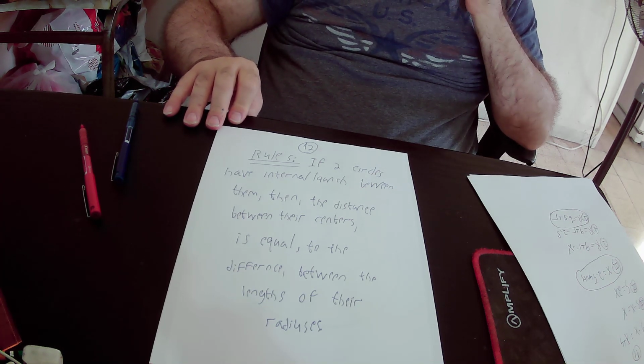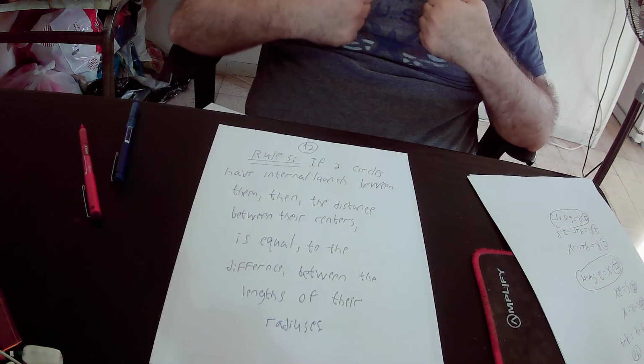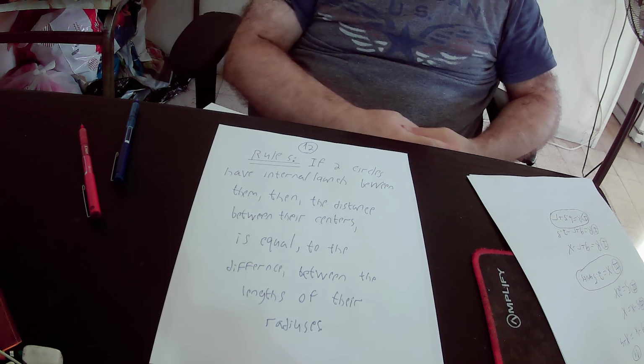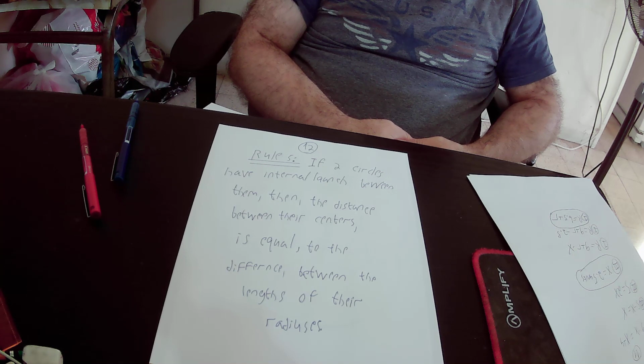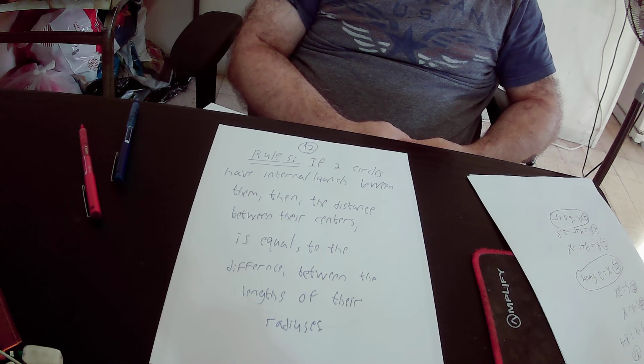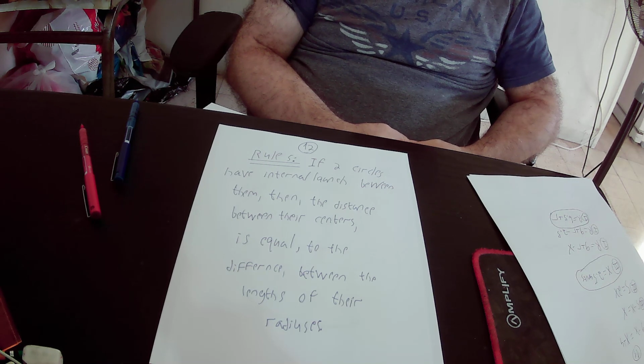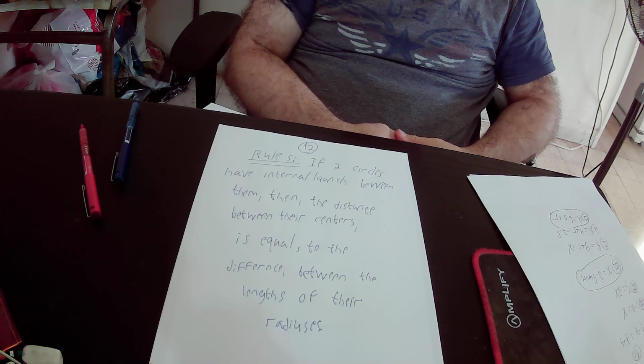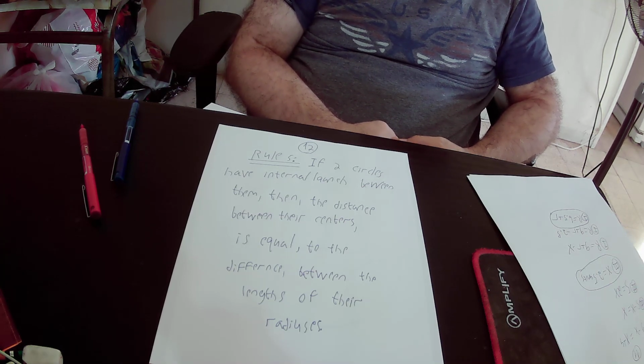So the meaning of rule number 5 is that if two circles touch each other internally, then the distance between their centers, that is to say, if we define the distance between their centers as d, then according to rule number 5, the distance between their centers is equal to the difference between the lengths of their radiuses. That is to say, if r1 is the radius of the big circle and r2 is the radius of the small circle, then d equals r1 minus r2.